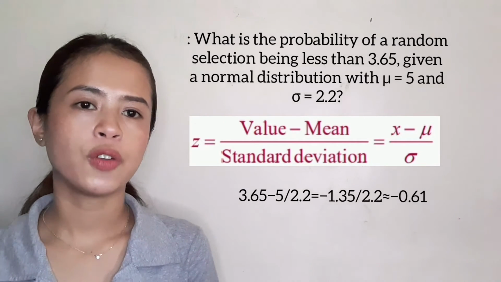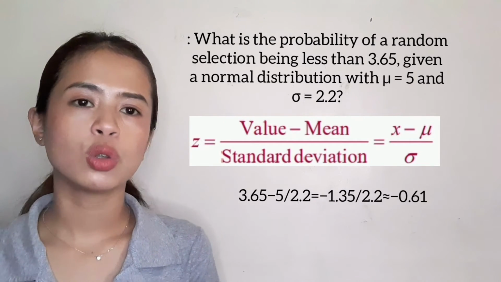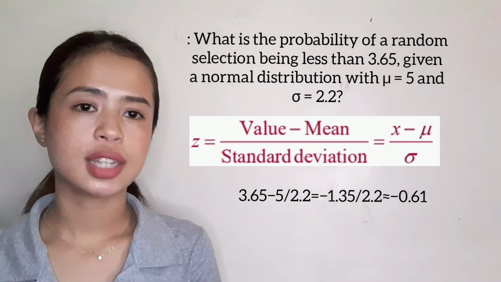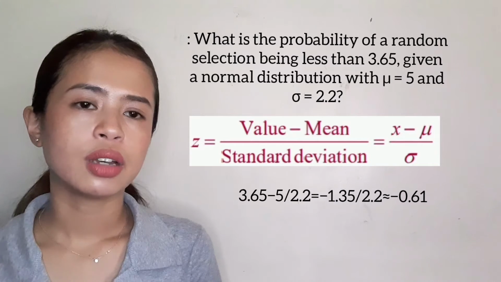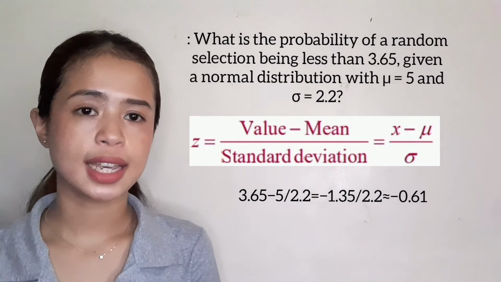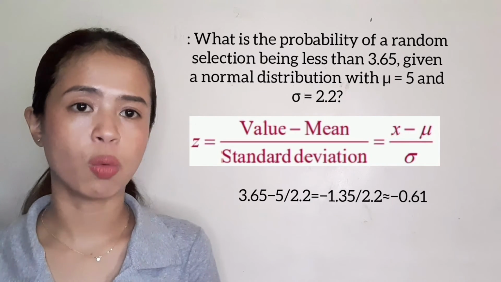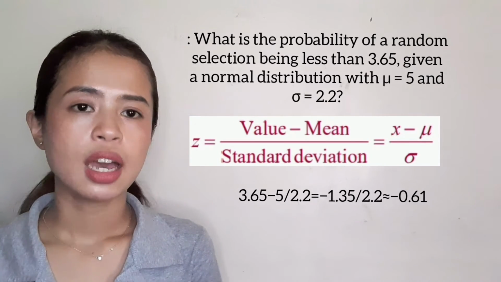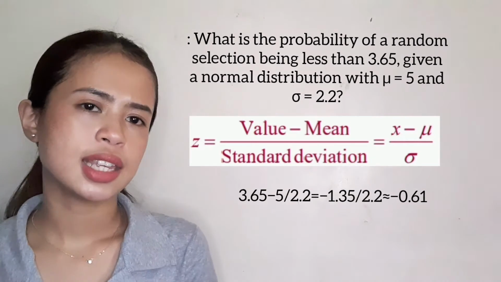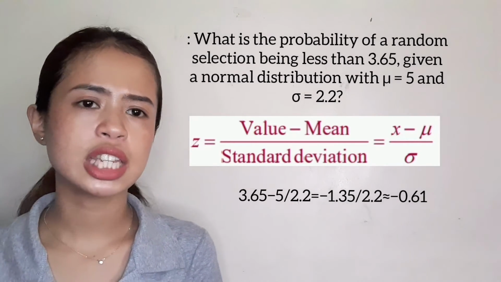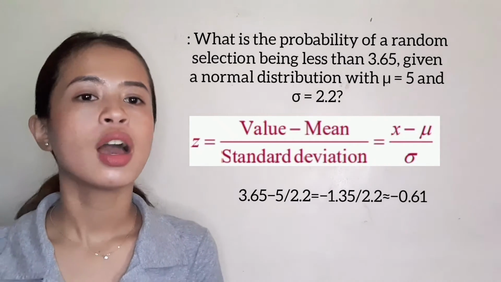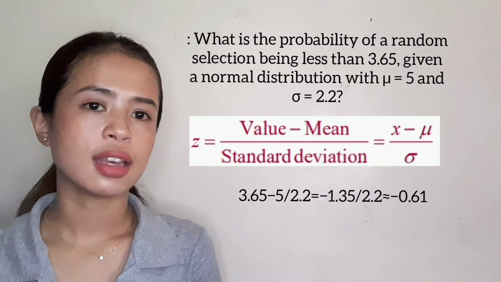So, 3.65 minus 5 over 2.2 is equal to negative 0.61. In the standard normal table, find the intersection of 0.6 and 0.01, which should be 0.7291.